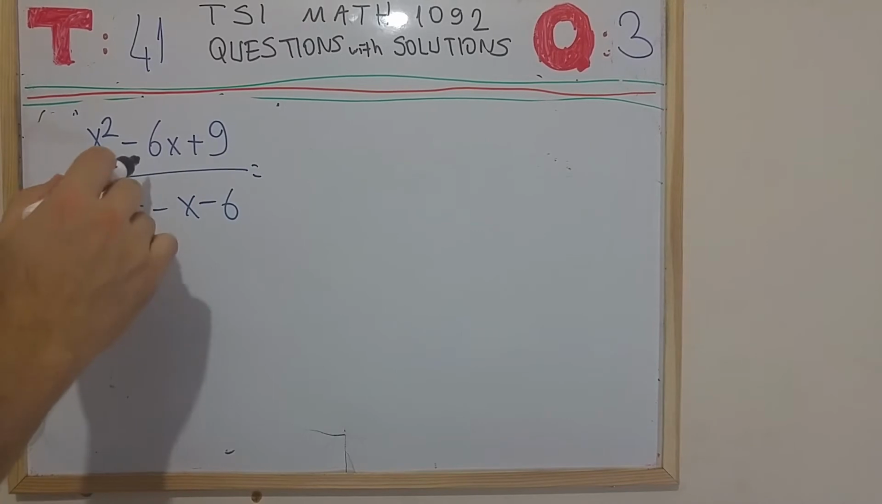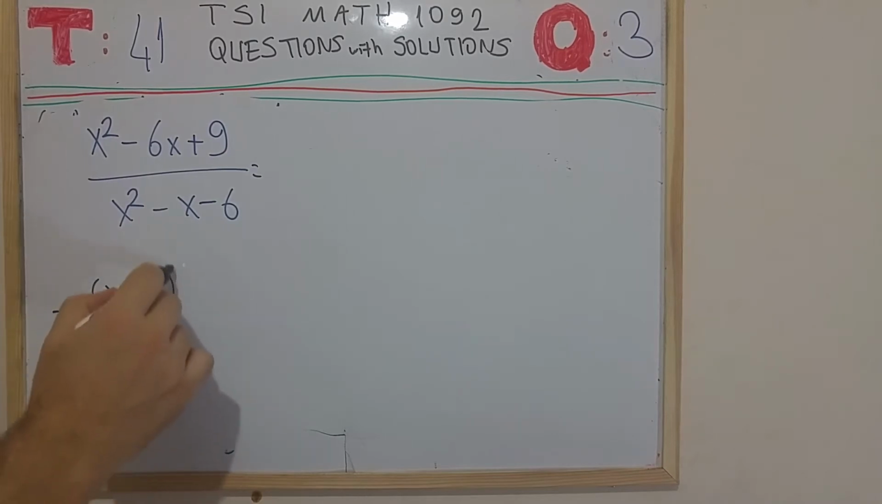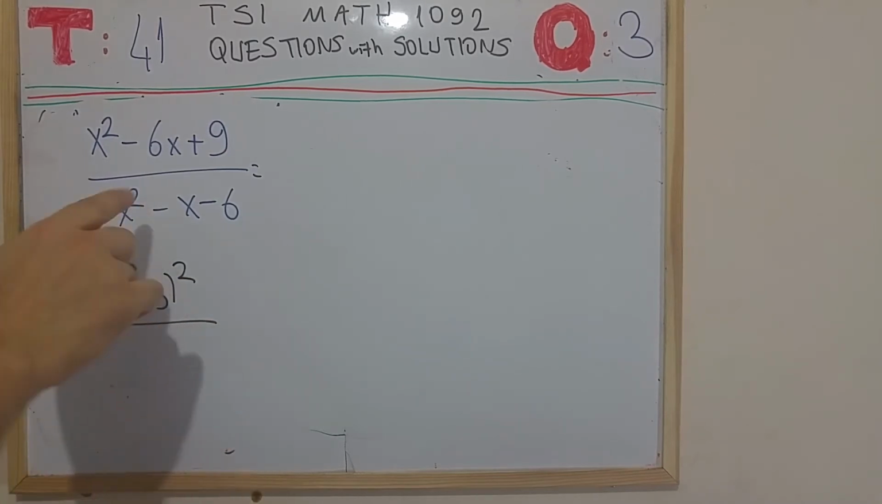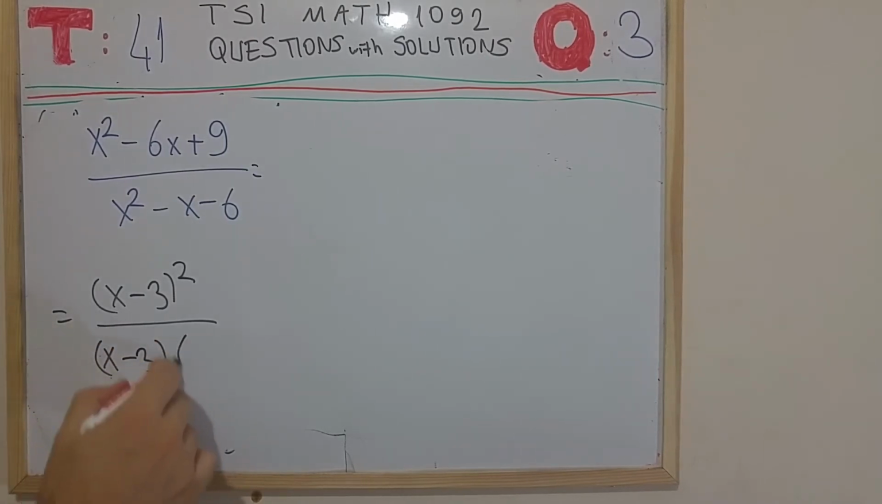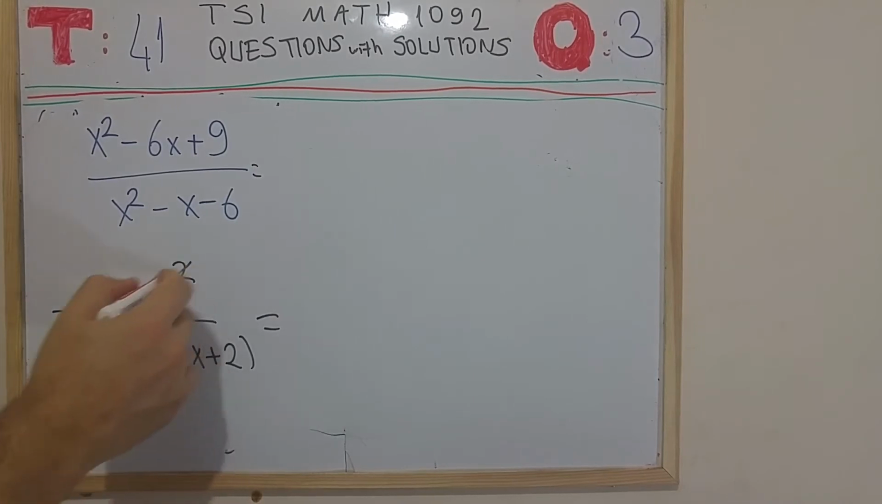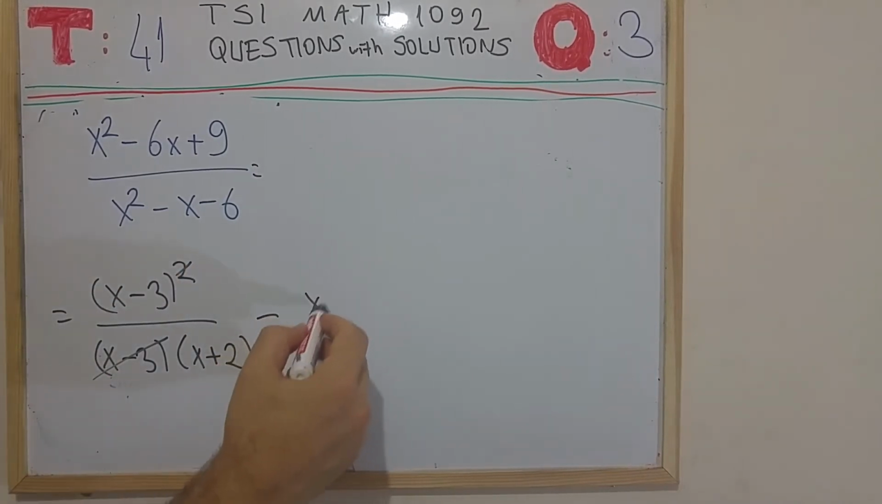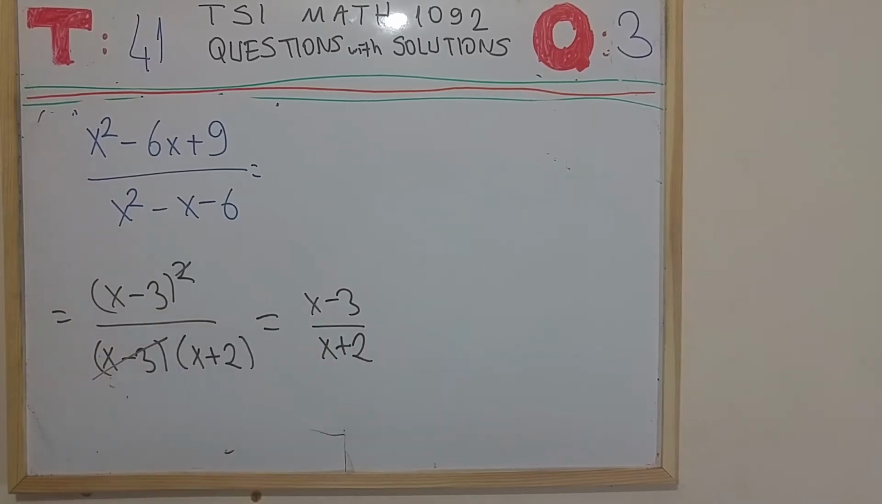X squared minus 6x plus 9 is actually equal to x minus 3 squared. And x squared minus x minus 6 is equal to x minus 3 times x plus 2. Then when this x minus 3 cancels out with this one, what I have is x minus 3 over x plus 2.